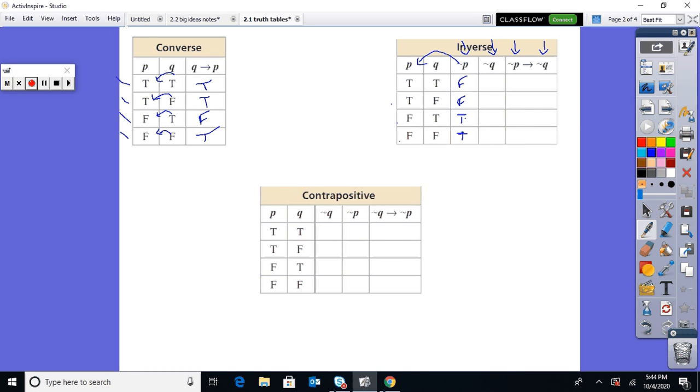Now with not Q, I'm going to look back to normal Q. So a true gives you a false, a false gives you a true, a true gives you a false, and a false gives you a true. And now when I'm filling the inverse out, it's not P arrow not Q. So I'm going from the not P column to the not Q column. A false to a false is a true. A false to a true is also a true. A true to a false. There's my false scenario.